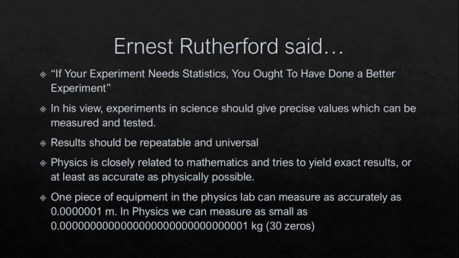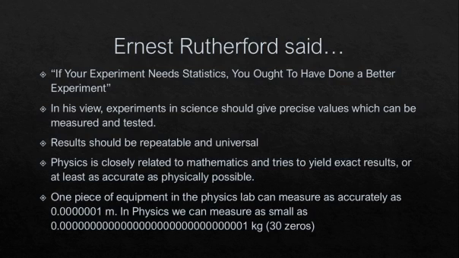Physics is closely related to maths, and it tries to yield exact results, or at least as accurate as physically possible. In the history of science, especially this guy Rutherford in his area of physics, what happened was people would make predictions, and they'd look at the maths behind the fact that it should happen. And then you'd have an experimental physicist who'd go away and try and discover this in a lab, and then you could compare the prediction with the findings. And a prediction is no good without the findings.